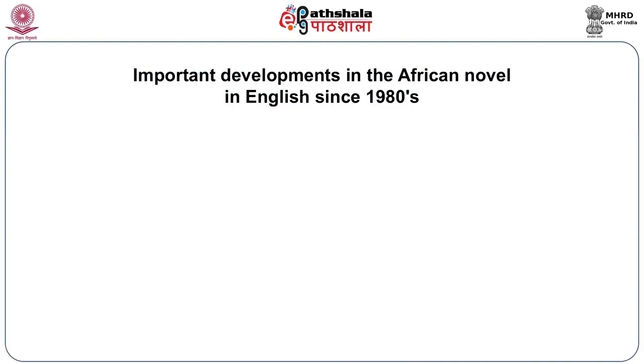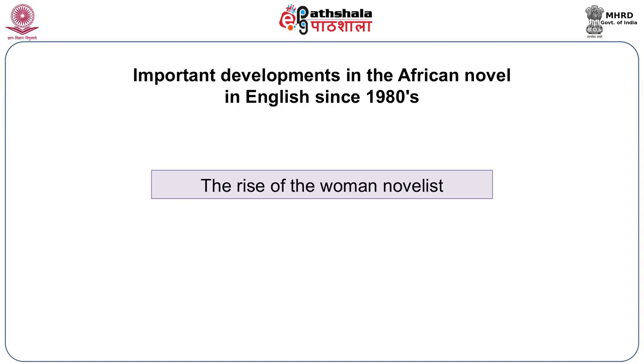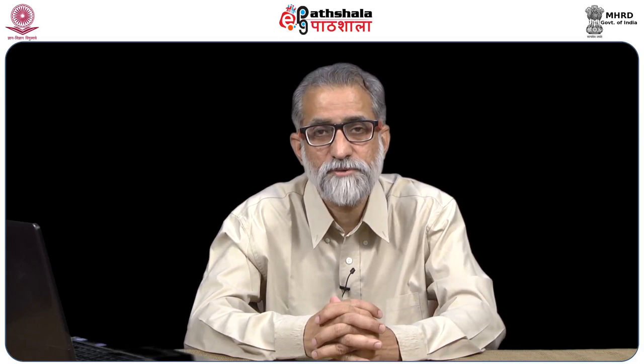and for its vitality. Two important developments in the African novel in English since the 1980s. One is the rise of women novelists. Several women writers published their novels in the 1980s. And these novels strengthened the African novel in English. For example, you had writers like Zainab Alkali, then Tsitsi Dangarembga, and then Yvonne Vera, and as I mentioned earlier, Chimamanda Adichie are some of the young women writers who started publishing since the 1980s. So the rise of the women novelists is one important development since the 1980s in the African novel in English.